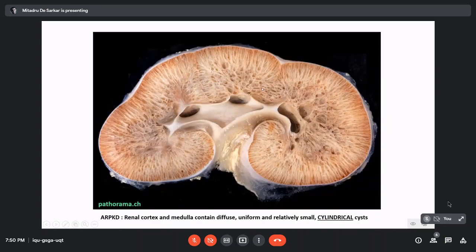So this is actually how the cut surface of this particular kidneys look. As you see, this has got a pretty beautiful symmetric kind of a pattern involving both the cortex as well as the medulla. The cysts start off from the region of the medulla and then emanate in a perpendicular direction towards the cortical surface, giving rise to a spongy appearance. And they are all very small in size.